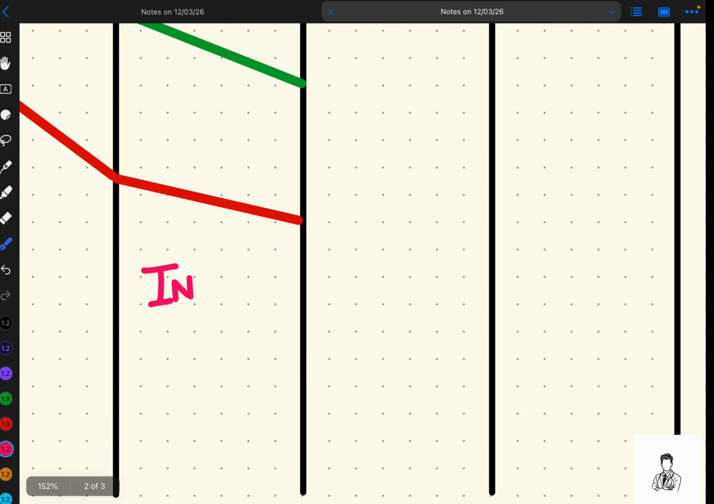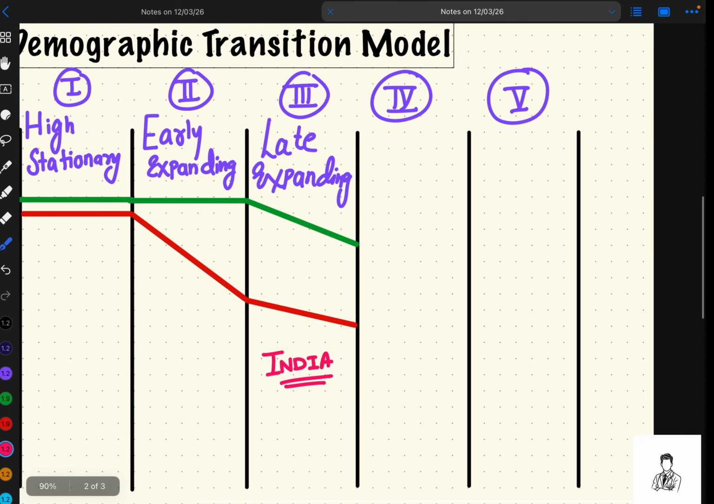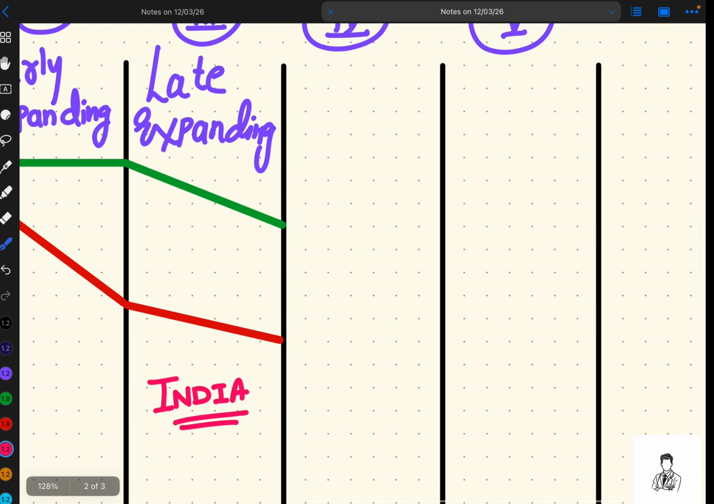And you know what, this is the phase where India is today. India is here in this late expanding. We are growing in population, right? So here we are.